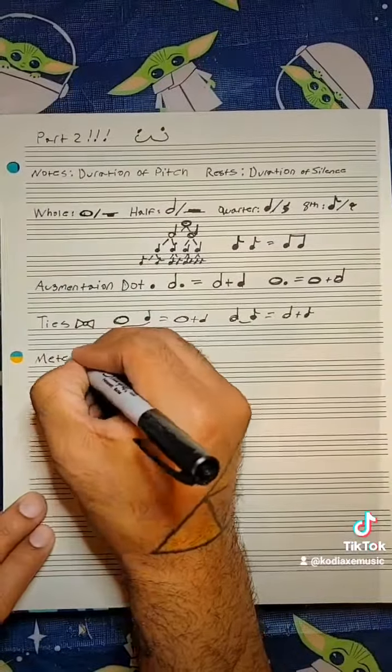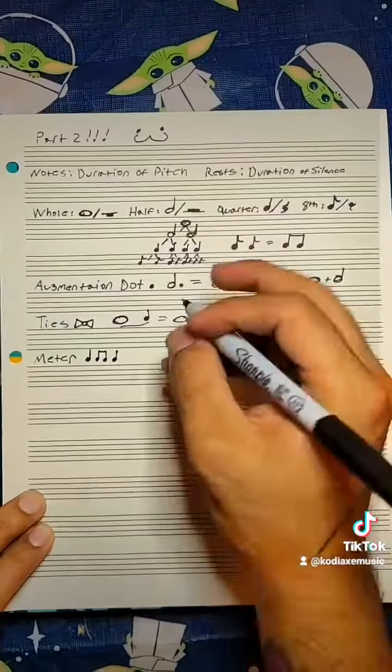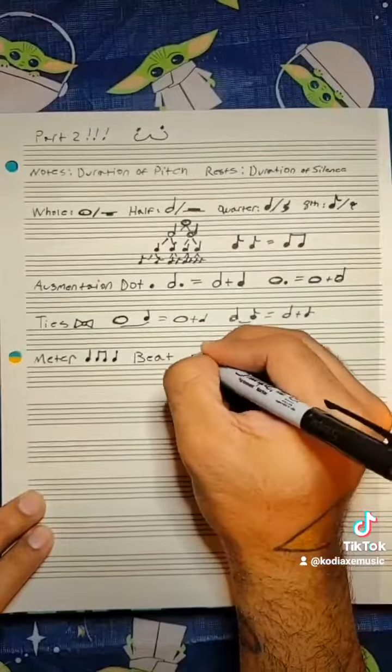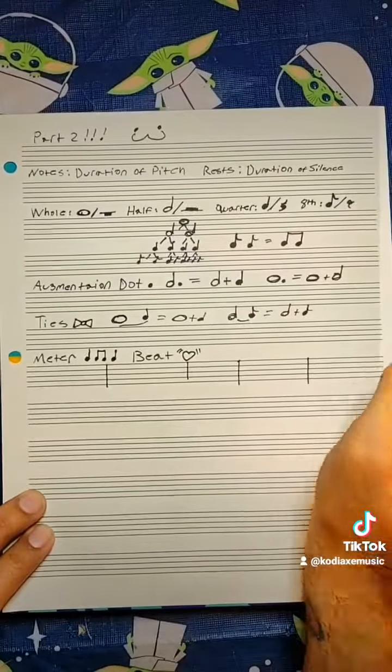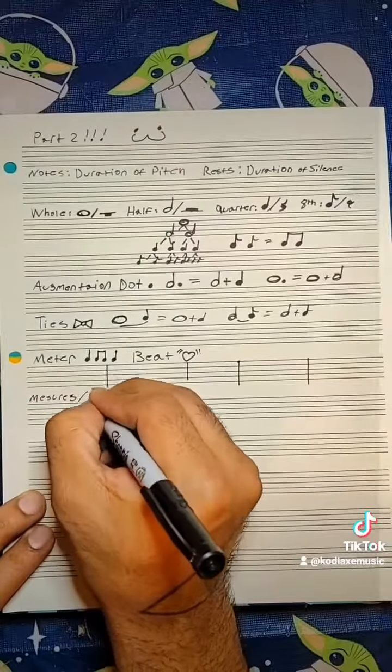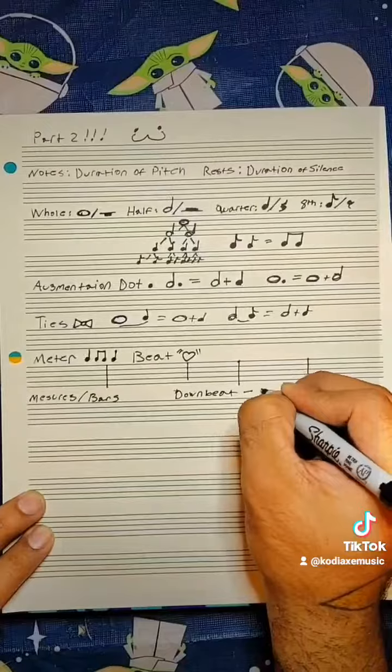So what is a meter? A meter is an arrangement of certain pitches in a rhythmic pattern. The beat is a steady, consistent pulse. And what I'm drawing here are bar lines. In between the bar lines are measures or bars. And the first beat of each measure is the downbeat.